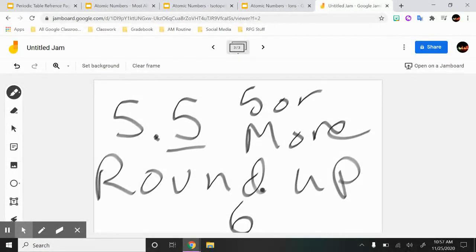Now, there are more complex rounding rules. We're not going to worry about them too much in this class. For us, this will be good enough to do our rounding, but just know that there are more complex rules.